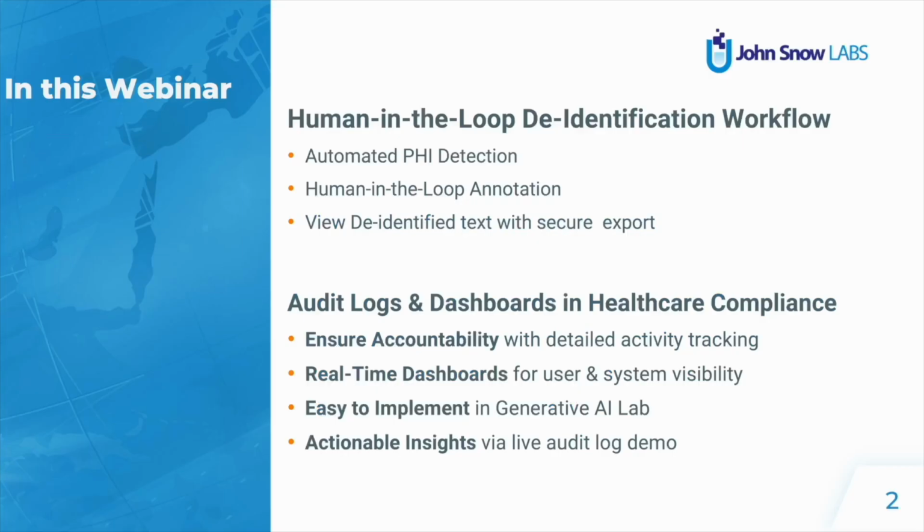In this webinar, we'll show you how the Generative AI Lab enables configurable, compliant workflows that combine AI model predictions with human oversight, ensuring high accuracy de-identification of PHI data. I will walk you through how these workflows are not only model assisted but also securely role based with access control and permissions in place to ensure that annotators, reviewers, and project managers only interact with the data they are authorized to access. This is crucial when working with sensitive health information, especially under HIPAA.